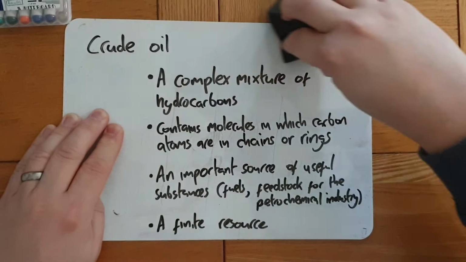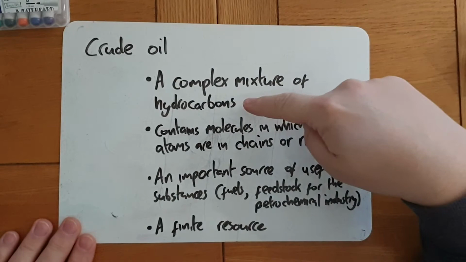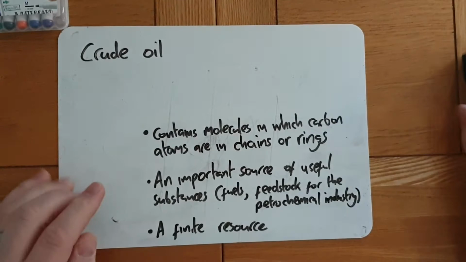Watch this video first. So a complex mixture of hydrocarbons. Complex means a complicated mixture, so it's got loads and loads of different types of hydrocarbons in it. It's got molecules in which carbon atoms are in chains or rings.